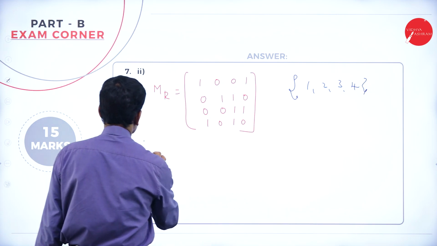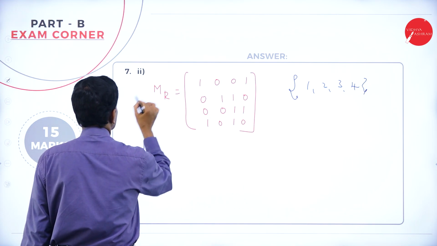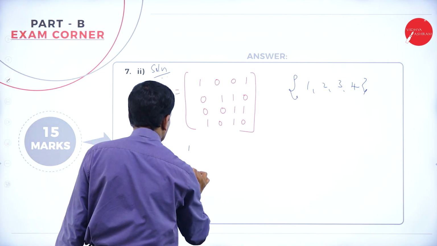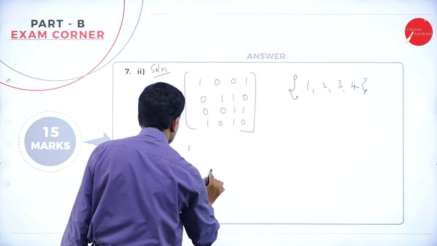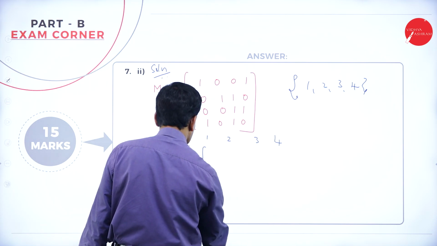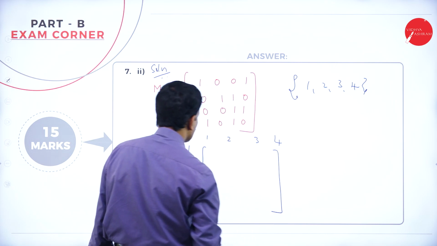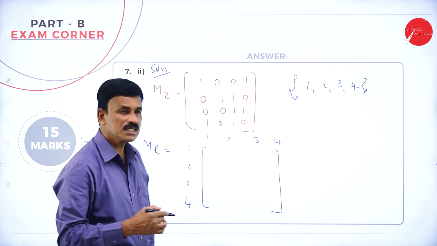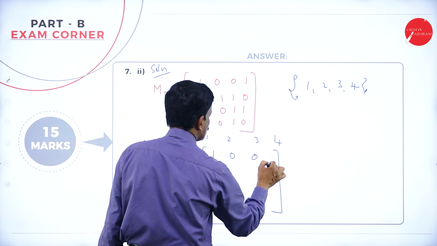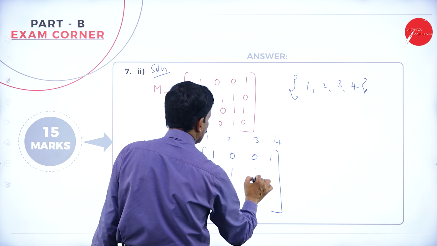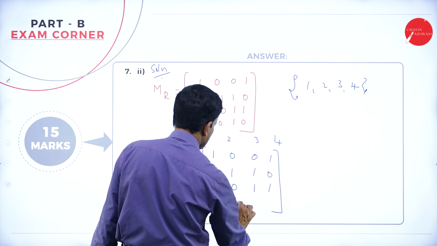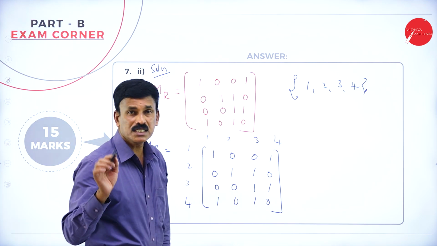Now, the solution for this. MR is equal to, write down 1 2 3 4 and the matrix 1 2 3 4. So, this is the matrix. Okay. Now, what is given here? Just enter the same values: 1 0 0 1, 0 1 1 0, 0 0 1 1, 1 0 1 0. Now, let us come to the answer.